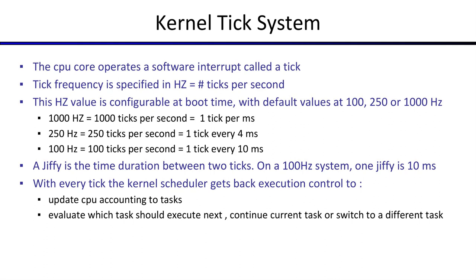The kernel also uses this time to update CPU accounting for tasks. While the kernel has control, the kernel is always managing CPU accounting, which means which process is using how much of the CPU. So with the tick system, the kernel also manages that. So it updates CPU accounting and makes the decision on which task to run next. If there is a change, it will make a task context switch.